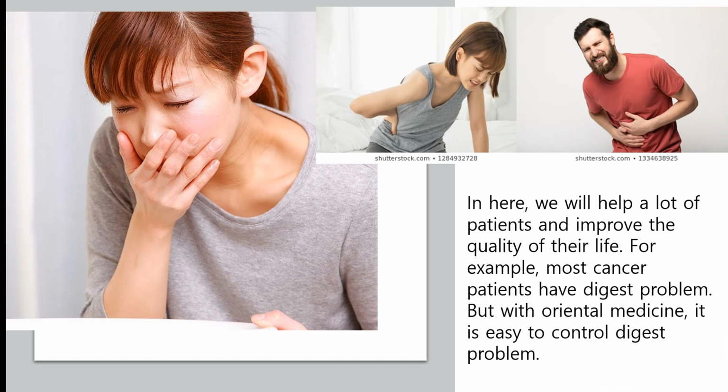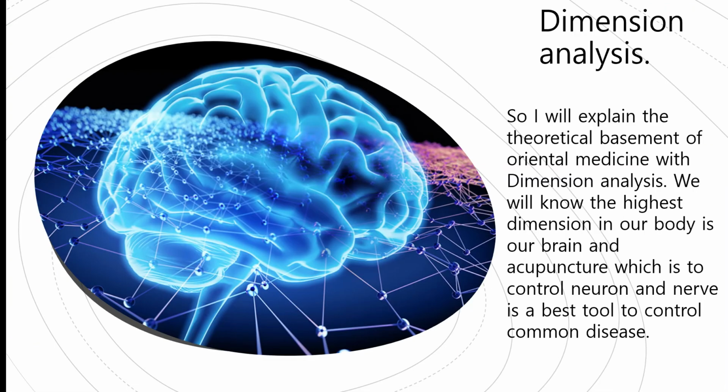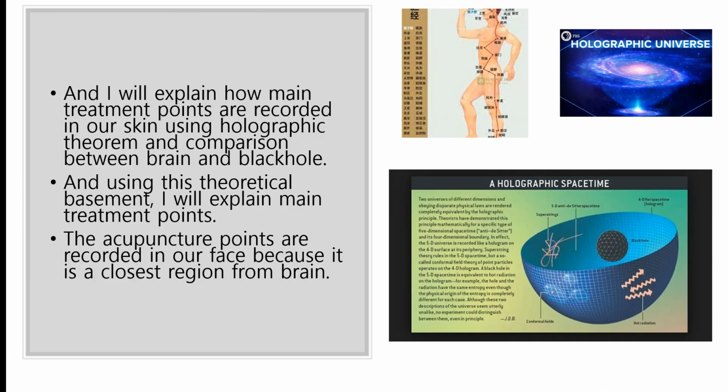For example, most cancer patients have digestive problems, but with Oriental medicine, it is easy to control digestive problems. So I'll explain the theoretical basement of Oriental medicine with dimension analysis. We know the highest dimension in our bodies is our brain, and acupuncture, which is to control neuron and nerve, is the best tool to control common disease.